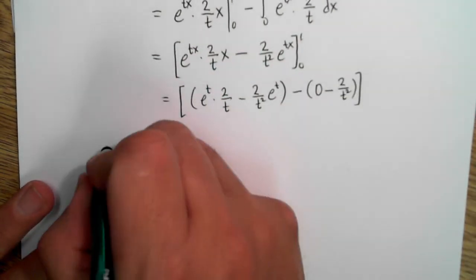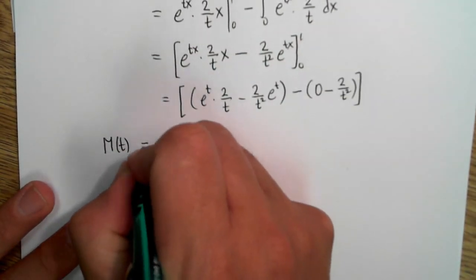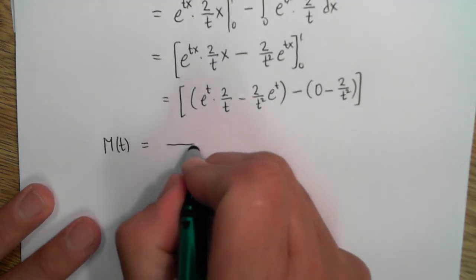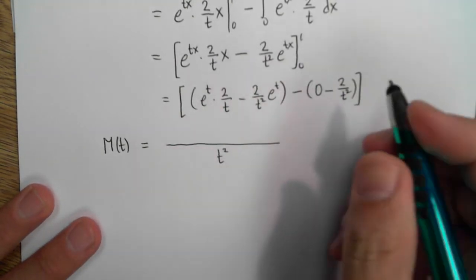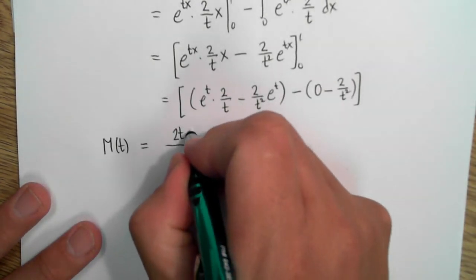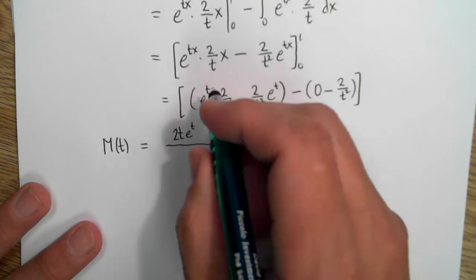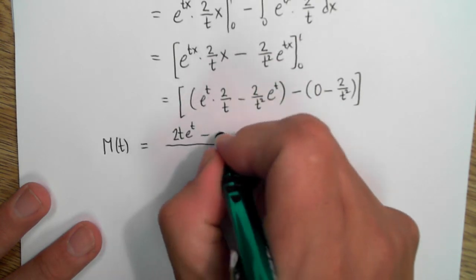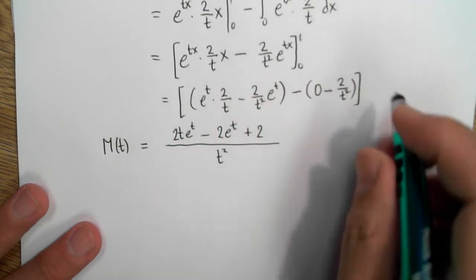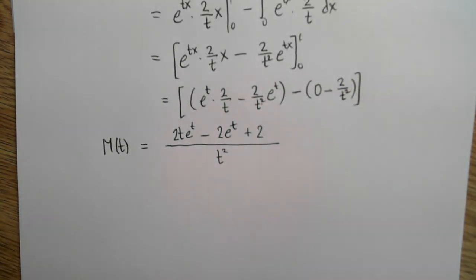And so finally that means the moment generating function is equal to, let's see, I can write everything over t squared. And so that's going to be 2 times t times e to the t from this part. Then I have minus 2 e to the t from the middle. Then minus a minus becomes plus 2. And so that is the moment generating function for this random variable.